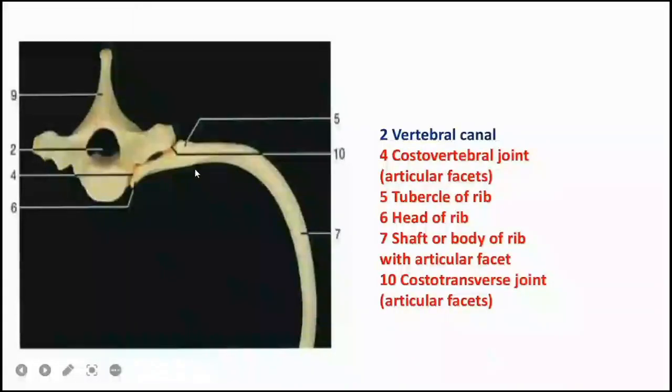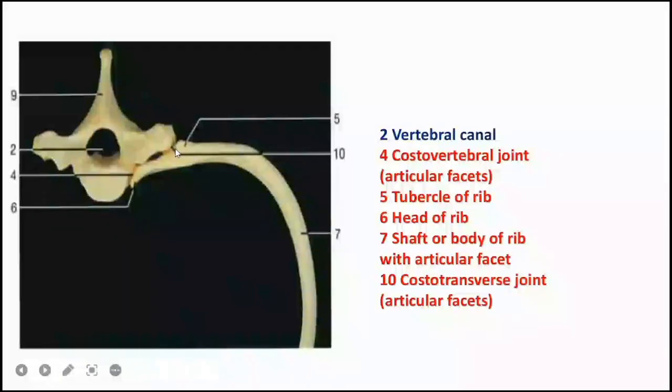So this is the articulation of rib to the thoracic vertebrae, and you can identify some structural features of the thoracic vertebrae as well as those of the rib. The part labeled 2, remember, is the vertebral canal. 9 is the spinous process, remember from our previous discussion. But let's get our concern to the rib, where the part labeled 7 is the shaft or body of the rib with articular facet.